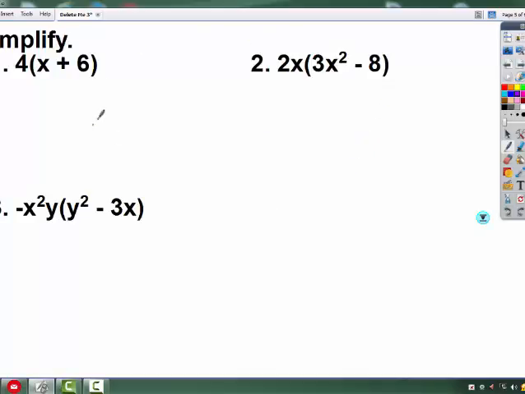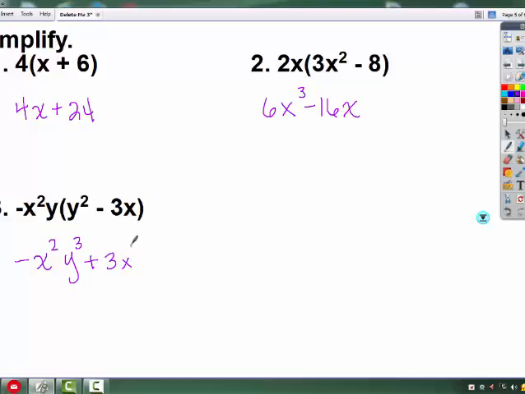So I just want you to take a look and watch as I simplify this. 4 times x plus 6 would be 4x plus 24. 2x times 3x squared minus 8 would be 6x cubed minus 16x. Negative x squared y times y squared would give me negative x squared y cubed. That same term times negative 3x would give me positive 3x cubed y.